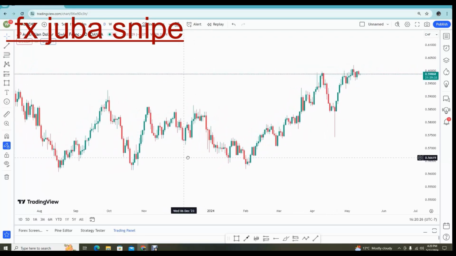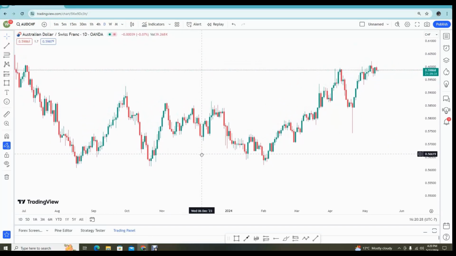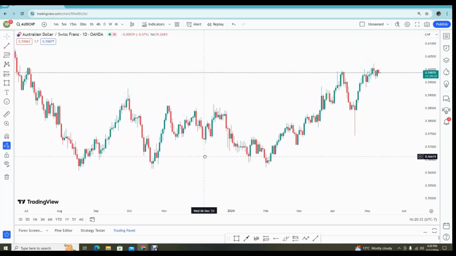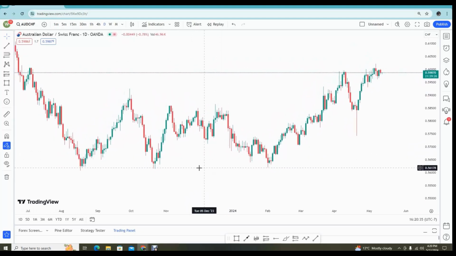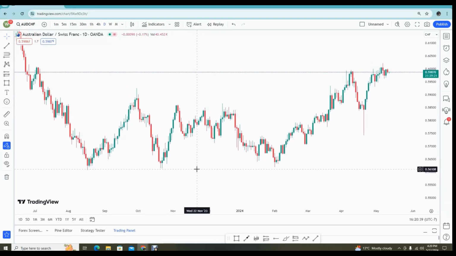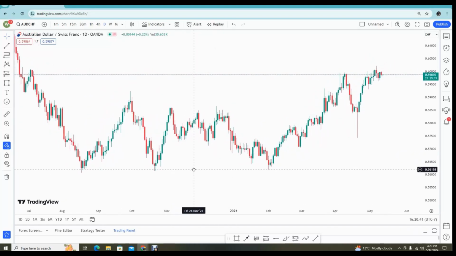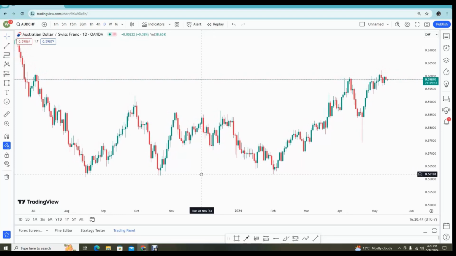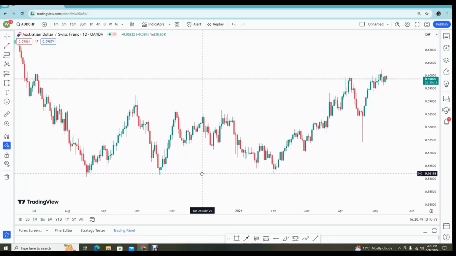Today we're going to have a breakdown analysis. As you can see on the chart, we have USDCHF on the daily time frame. If you've been learning how to analyze the market, today is your opportunity to learn everything behind how FX Juba Snipe kills the market. Today I want to share my strategy with you all.